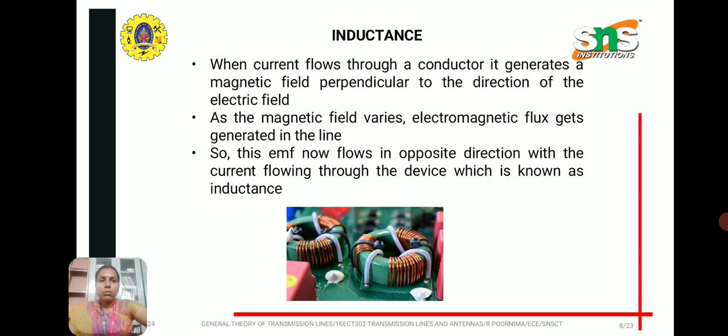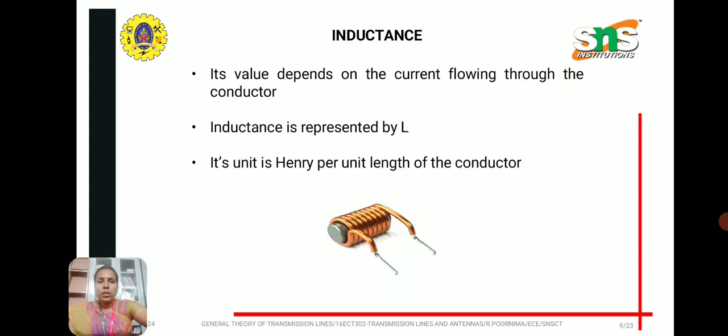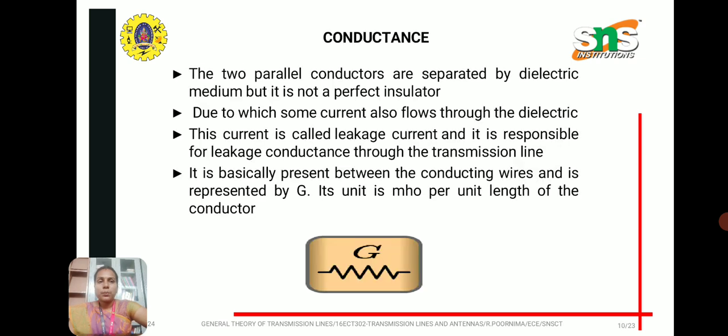Inductance. When current flows through a conductor, it generates a magnetic field perpendicular to the direction of the electric field. As the magnetic field varies, an electromotive force gets generated in the line. This EMF acts in the opposite direction to the current flowing through the device, which is known as the inductance value. Its unit is Henry per unit length of the conductor.